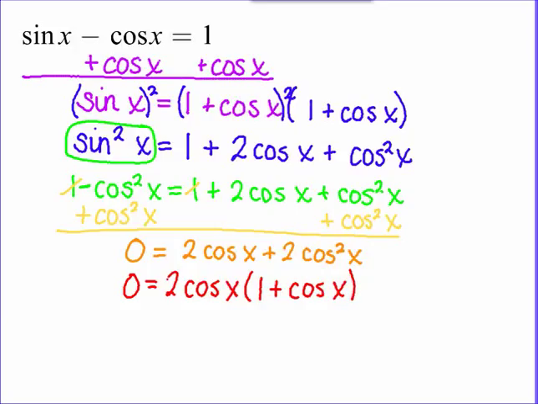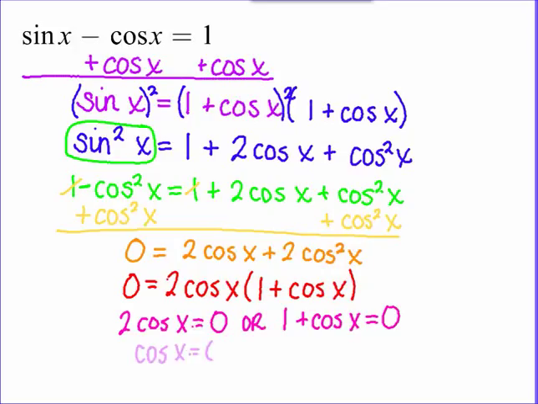Zero product property states that, yep, 2 cosine x equals 0, or 1 plus cosine x equals 0. So using your sheet, where does cosine x, because obviously now if you divide by 2, you get cosine x to equal 0. So where does that occur? Where is it? Pi over 2, and what else? 3 pi over 2.